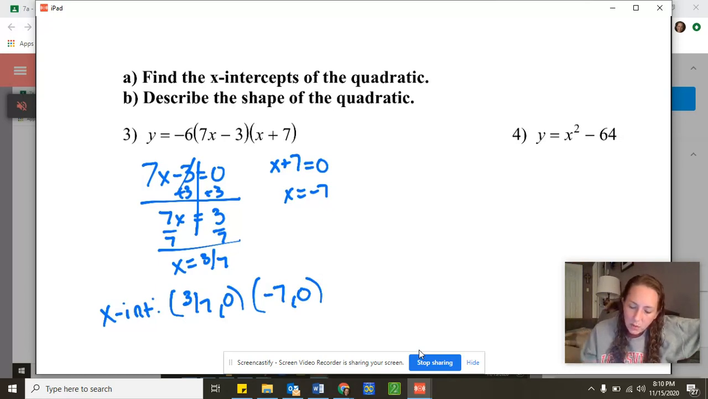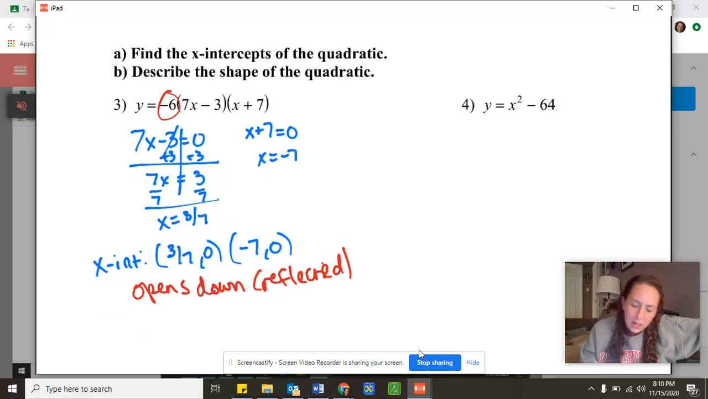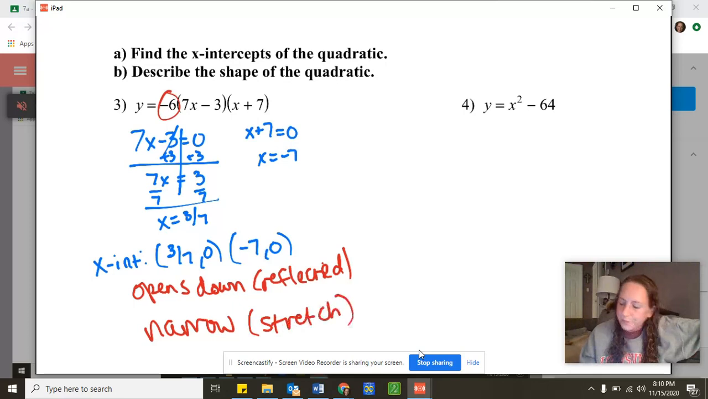The shape of my quadratic is based on A. It's negative, so it opens down. And it's 6. Oh, right. You could also say reflected. I'm sorry. Reflected is the more proper word anyway. Reflected. And it's 6, which is more narrow or stretched. Cool. Okay.